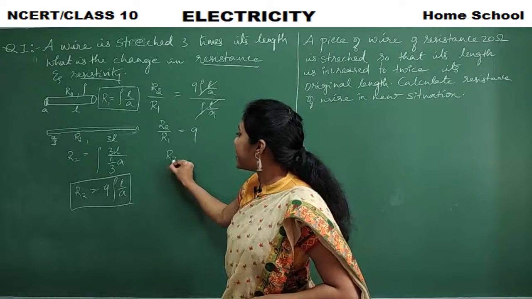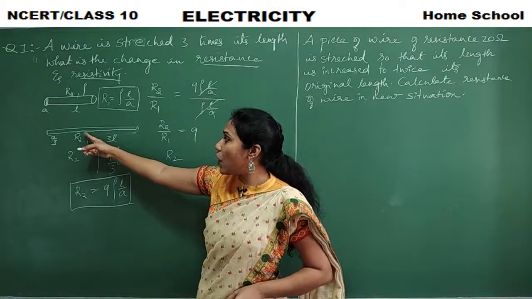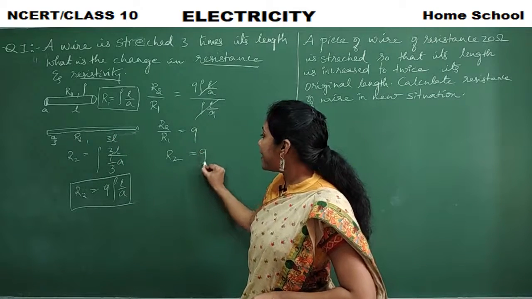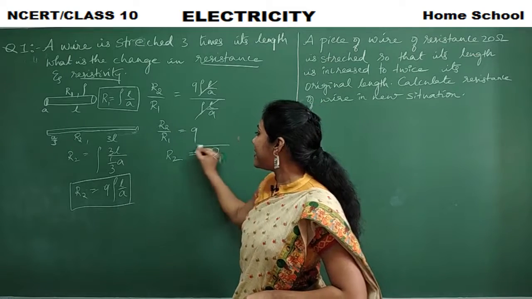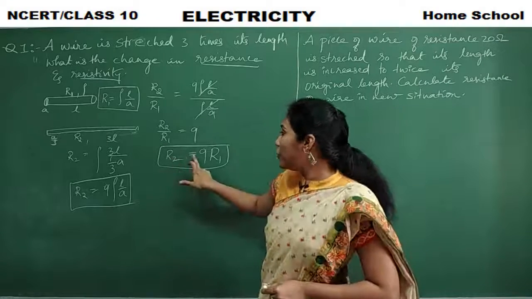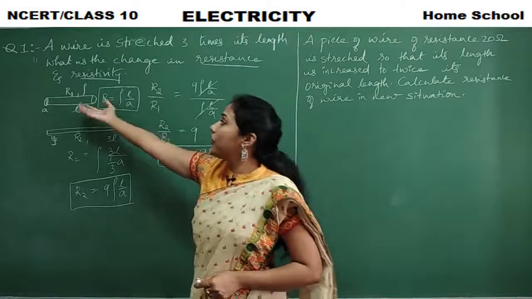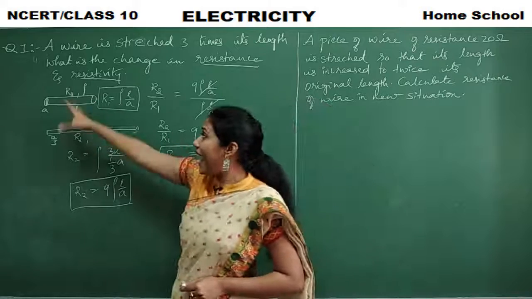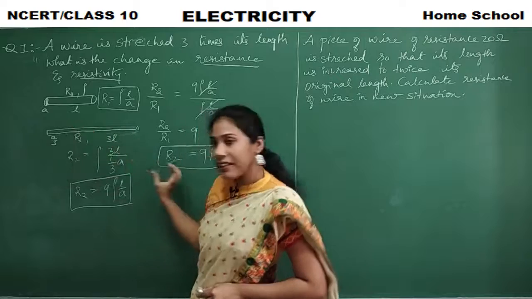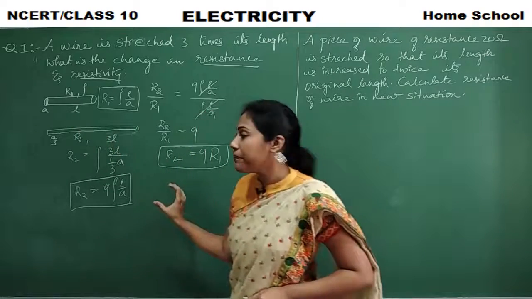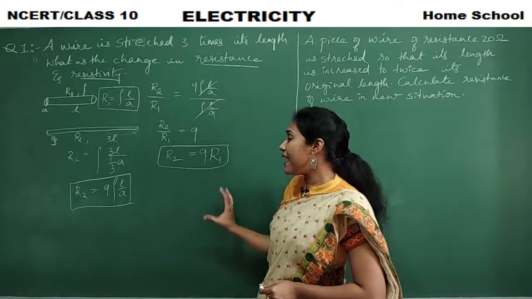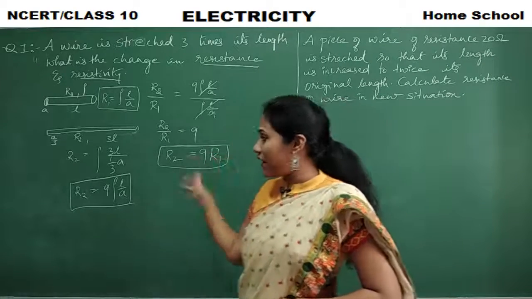That means the new resistance, the resistance of a wire after stretching, how many times is the resistance increasing? 9 times the resistance is increasing compared to the original one. Isn't it? So R2 is equal to 9 times the original resistance. Original resistance is R1. So this is how you have to do a problem if such a question is asked.